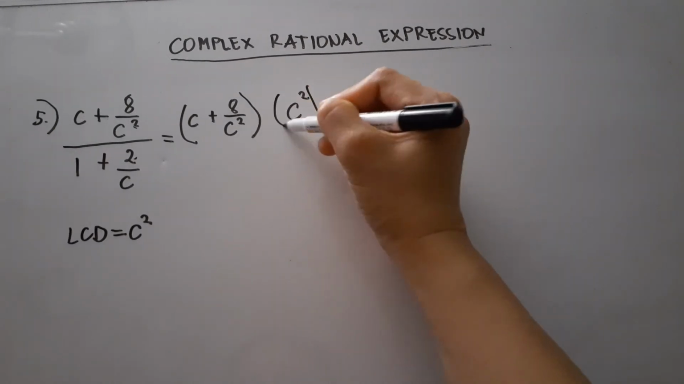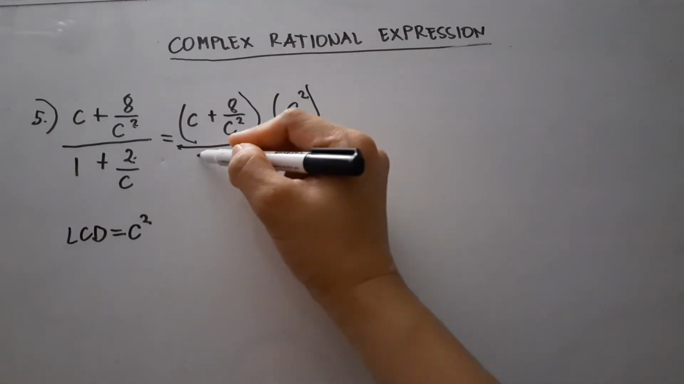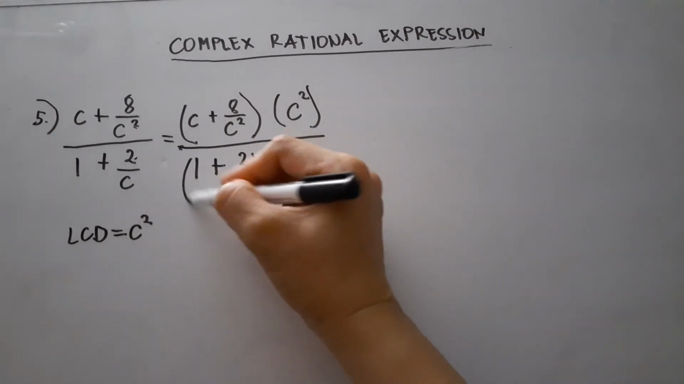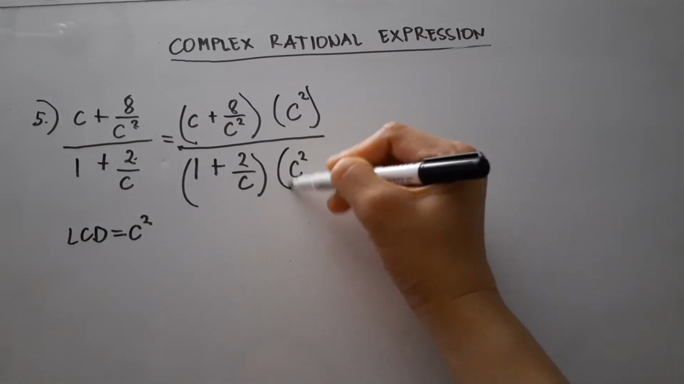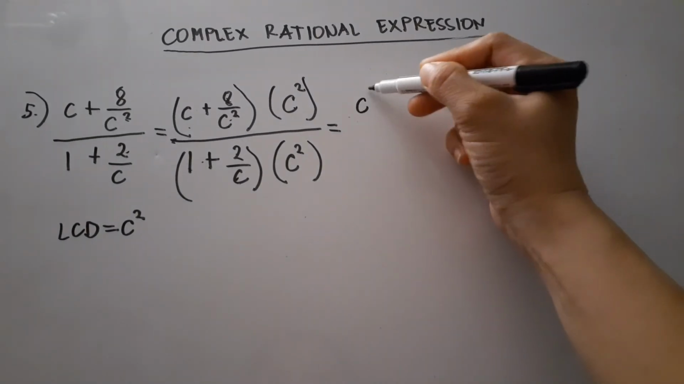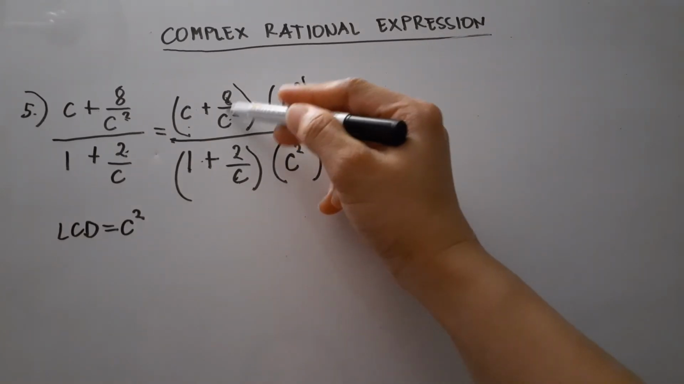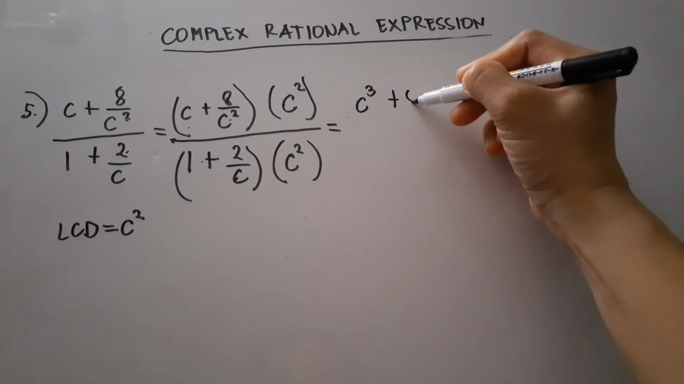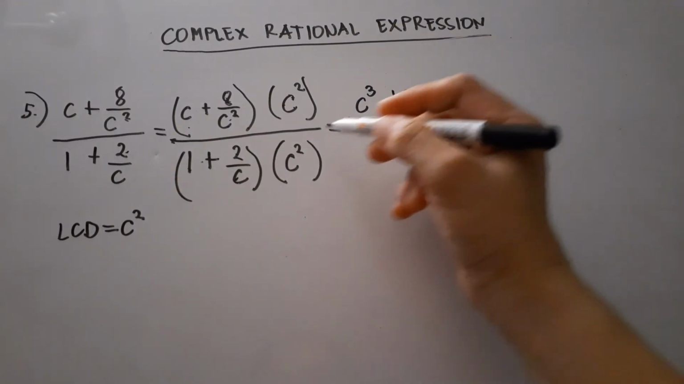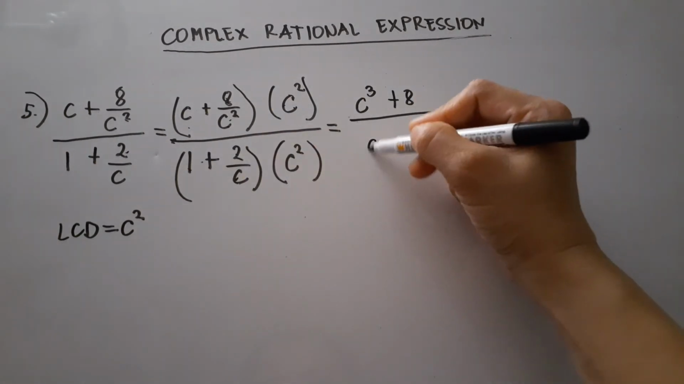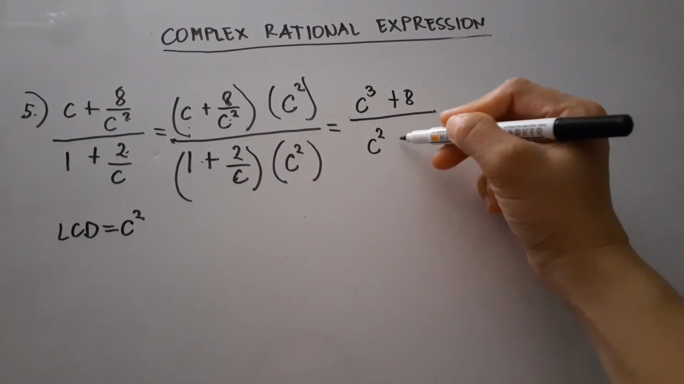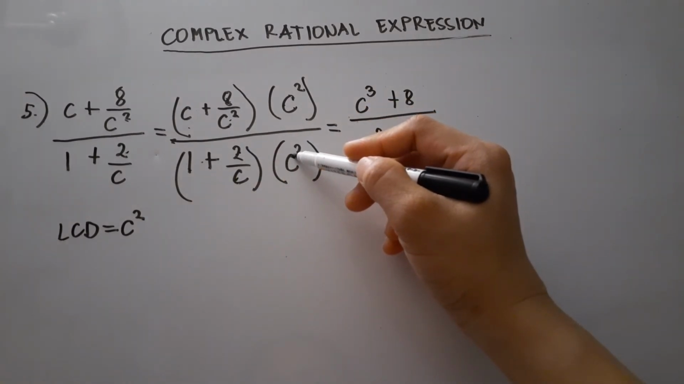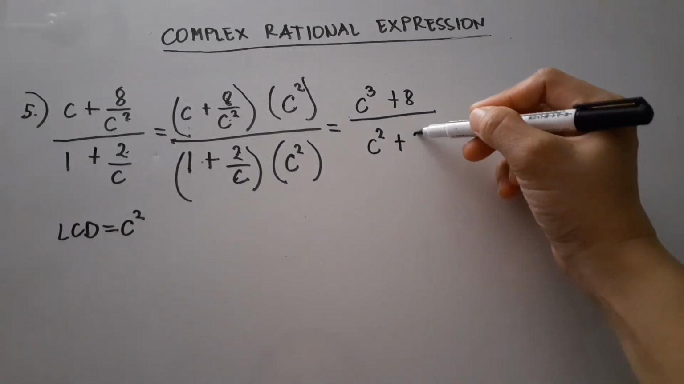Our whole number is letter c, so we have c squared, and in the denominator also we can multiply by the least common denominator c squared. Then c multiplied by c squared becomes c cubed, then c squared times 8 becomes 8 c squared divided by c squared, so the remaining is 8, and then in the denominator we have c squared, then 2c squared divided by c becomes 2c.